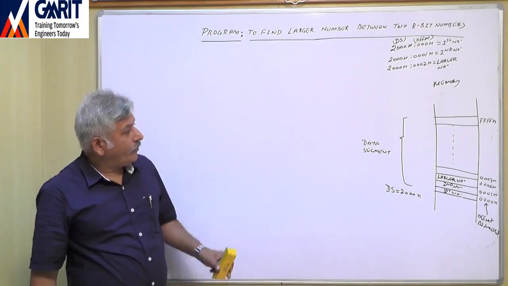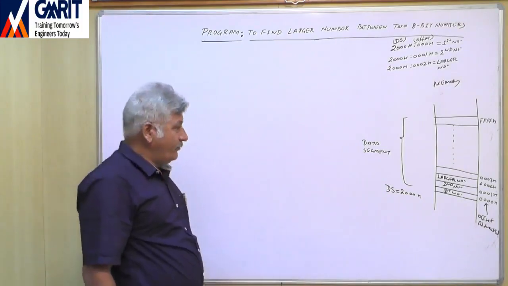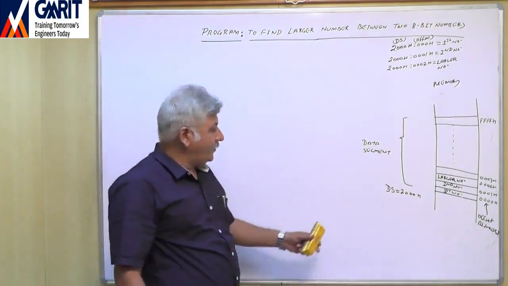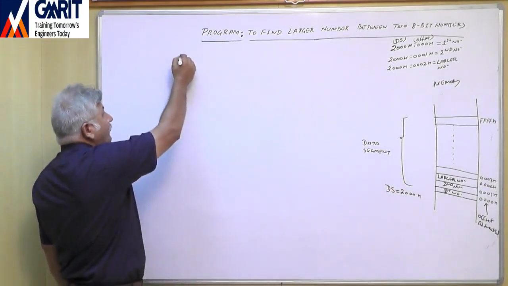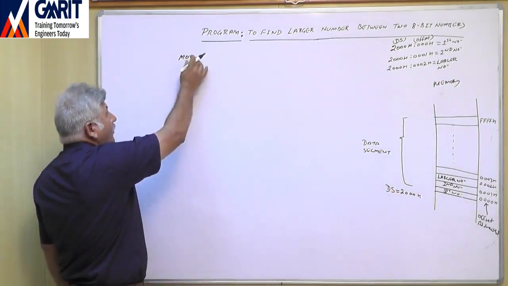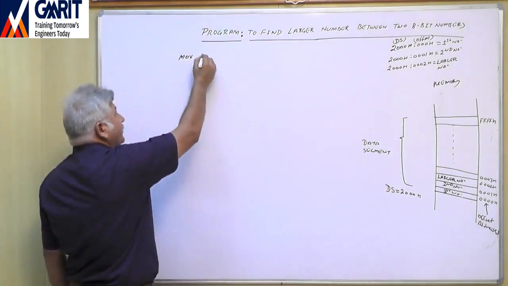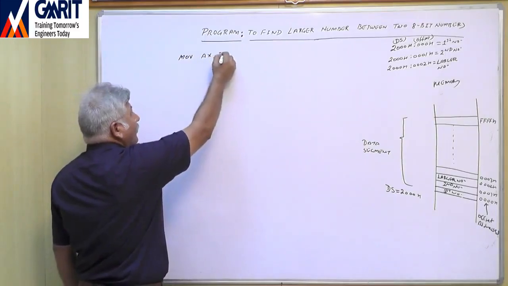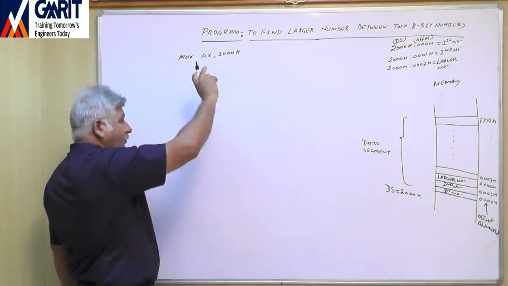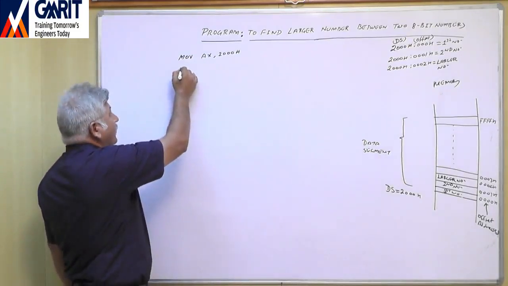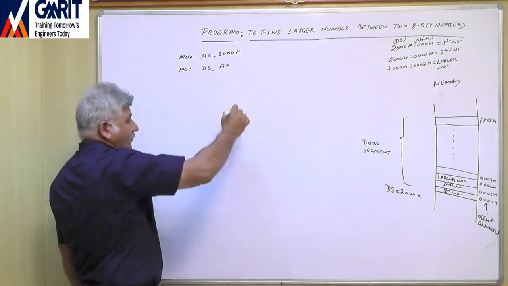So now to perform this operation, we will write an assembly language program. First we will initialize our data segment register. For that, I will bring the value which we need to store in the data segment register into the AX register: MOV AX, 2000H. Now from AX I will transfer that value to the DS register, the data segment register. So MOV DS, AX.